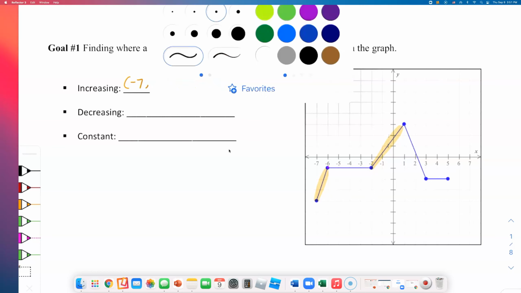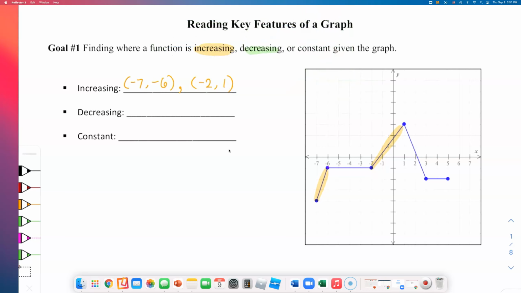Now let's do the decreasing interval. I'm going to find every section that is going down from left to right. And there's only one of them, right? That piece of graph right there is going down from left to right. It starts going down at 1, and it stops going down at 3. So the interval notation is going to be 1, 3.